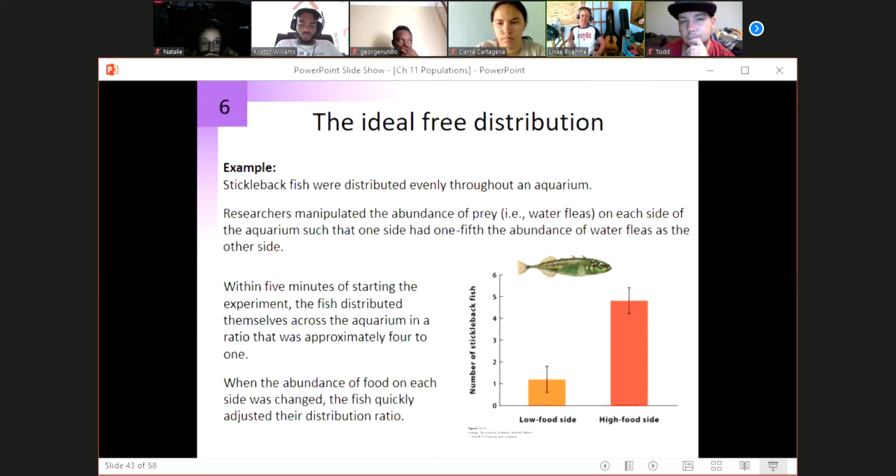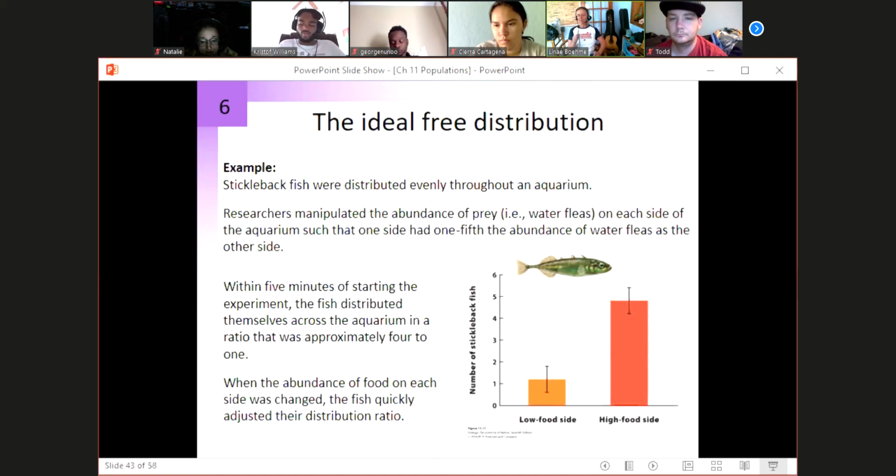Researchers did an experiment where they manipulated the amount of food on each side of the aquarium. What they found is that the fish are very simple. The food is the example of a high quality habitat. Within a few minutes, the fish will start distributing themselves across the aquarium so that the ratio was approximately 4:1. And if they changed the abundance of the food, the side that the fish were on also changed.